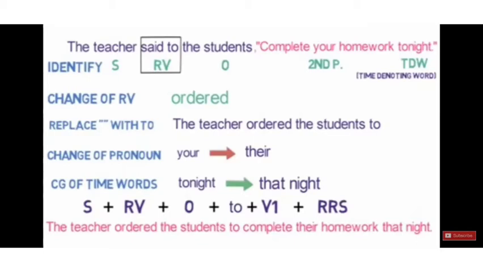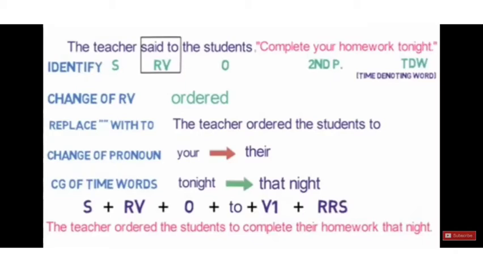Step 2 is the change of reporting verb. Said to will be converted into ordered here, as the teacher is giving the order to the students. And also we note down that said to is in past tense here. So we use ordered. Step 3 is to replace the inverted commas with to. So the sentence will become like this: The teacher ordered the students to.